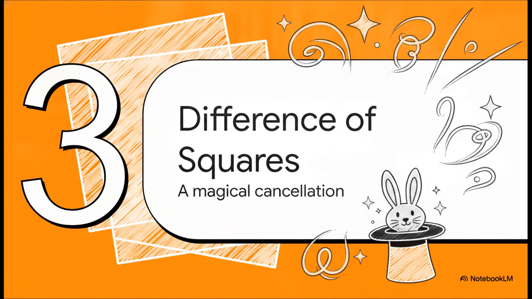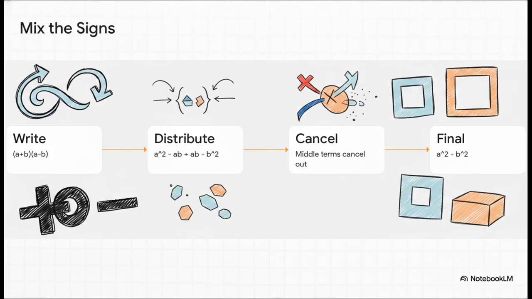Moving on to part 3, the difference of squares. Now for a pattern that honestly feels a bit like a magic trick. What happens if we mix the signs up? Like, what if we multiply a sum, a plus b, by a difference, a minus b? Well, let's distribute it out. We get a squared minus ab plus ab minus b squared.